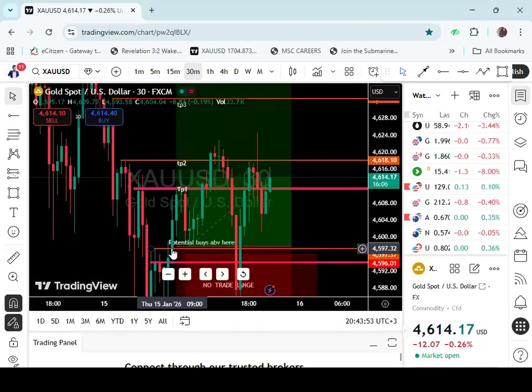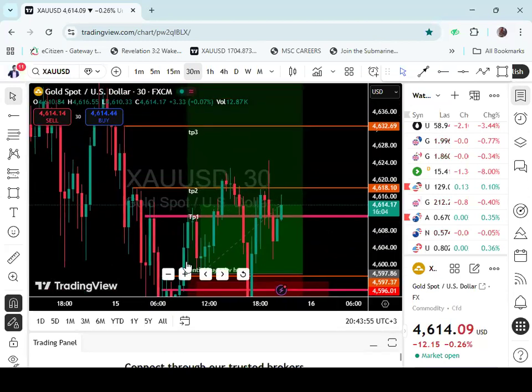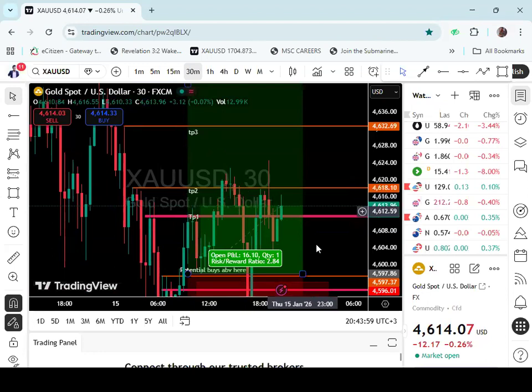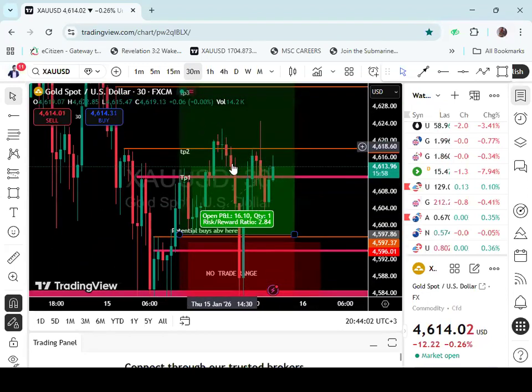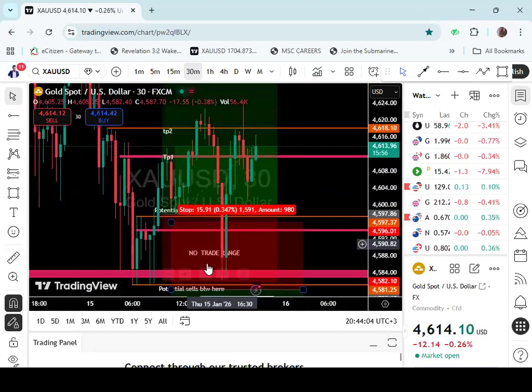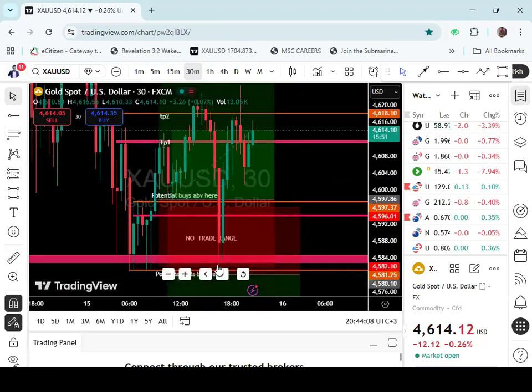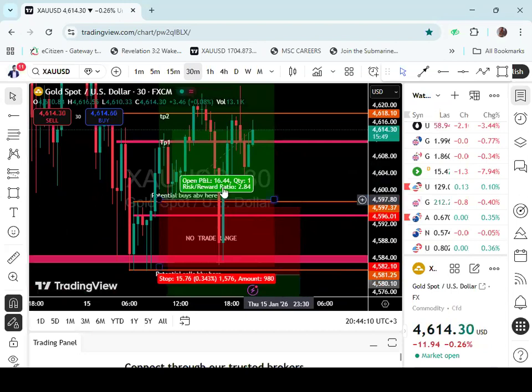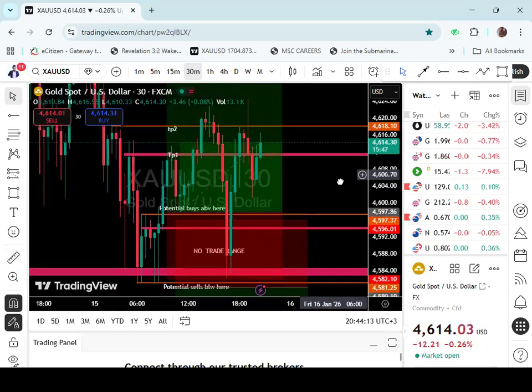I was buying from this point. I took a buy, went to take profit, and made a profit from this point. But then you see, I made a loss also. The market turned around, and I was not aware when it turned around. I wasn't really keen, and I lost the 137 because I was in profit.